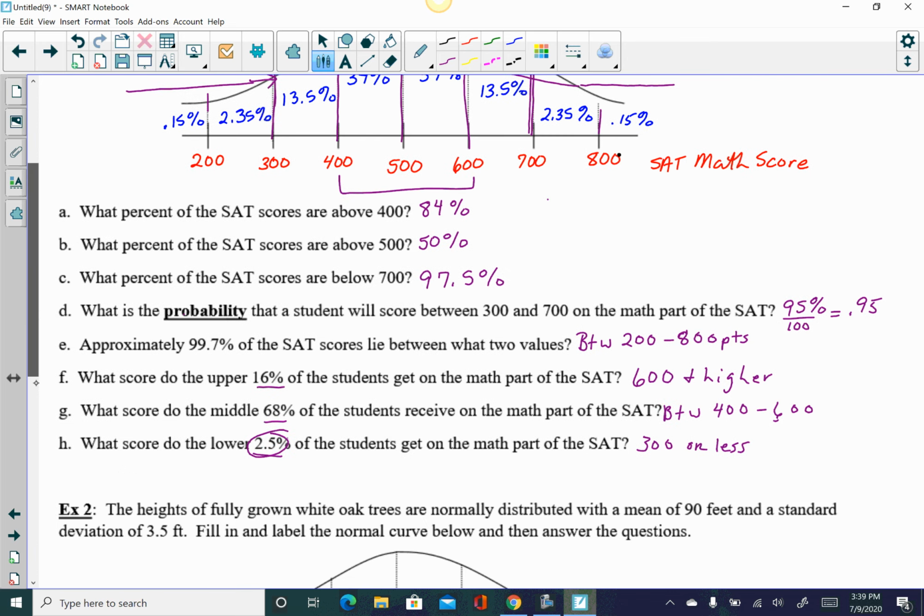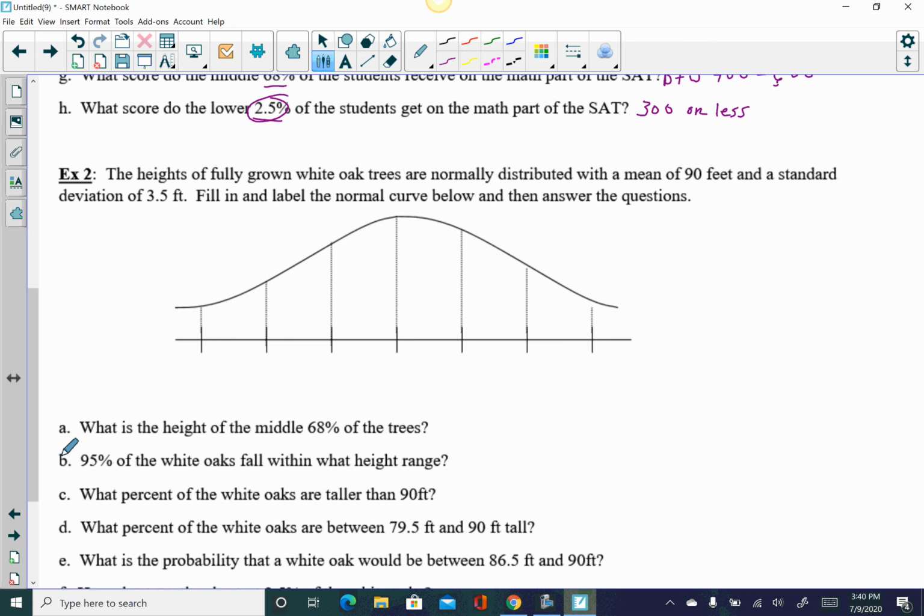All right, a good opportunity for you here would be to stop the video, try example 2, make sure that you're tracking with all of those answers, and check yourself by the solution key.